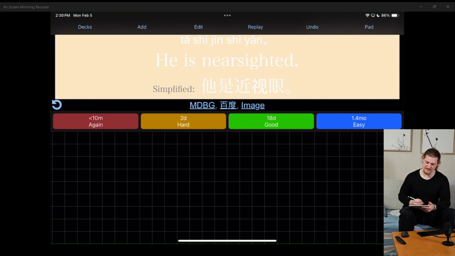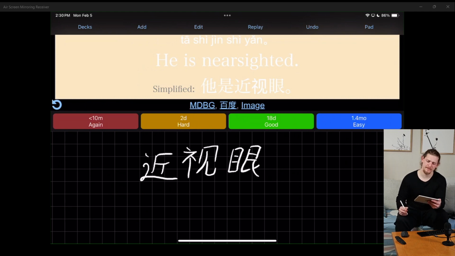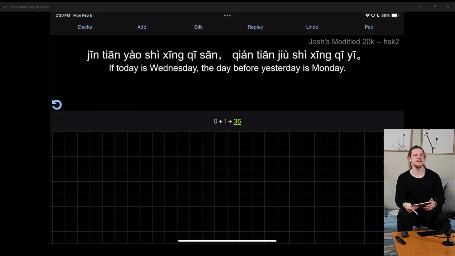I'm going to go ahead and just write it out one more time. Jin shi yan. 他是近视眼。近视眼。So if you get it wrong, go ahead and write out the sentence once or twice. Write out the characters you've missed once or twice. Practice the character a couple of times. And continue powering through this.